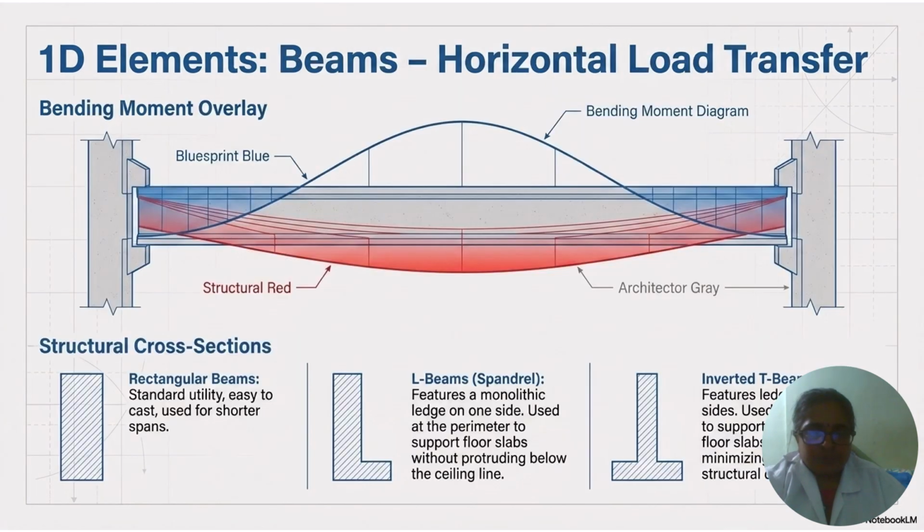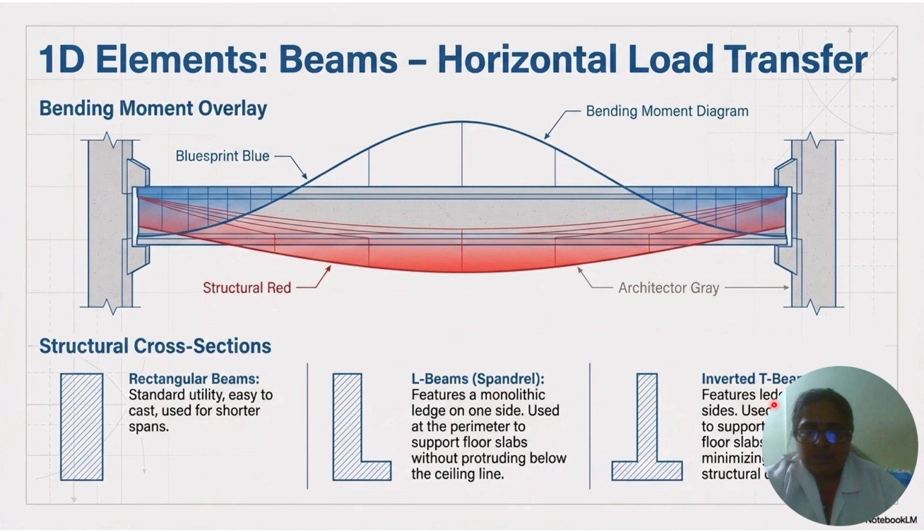One-dimensional elements, beams, that is the horizontal load transfer, and the blue line shows the bending moment diagram. The structural cross sections are rectangular beams, which are standard utility and easy to cast, used for shortest beams. L beams, which are called spandrel beams, feature a monolithic ledge on one side, used at the perimeter to support floor slabs without protruding below the ceiling line.